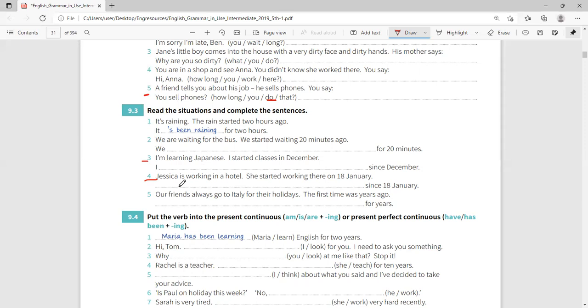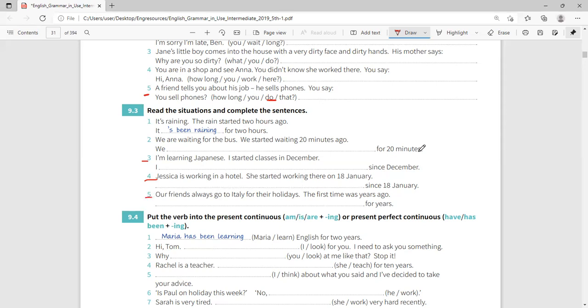Teacher, number 4. Jessica is working in a hotel. She started working there on 18 January. So she has been working in the hotel since 18 January. Yeah, she has been working in the hotel since. Number 5.